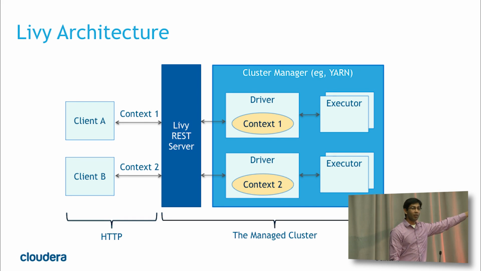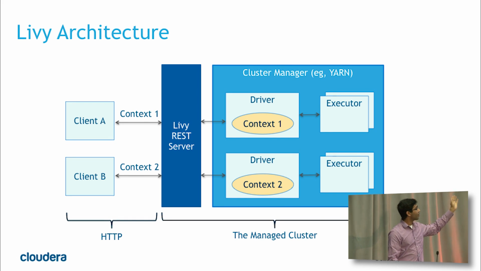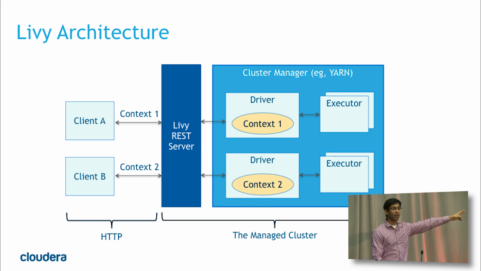You have multiple independent clients that are talking to multiple independent Spark contexts through the Livy REST server that acts as a proxy layer. The key thing here is that Spark itself, the Spark contexts, and the different executors are running on a robust resource management layer, such as Yarn or Mesos.